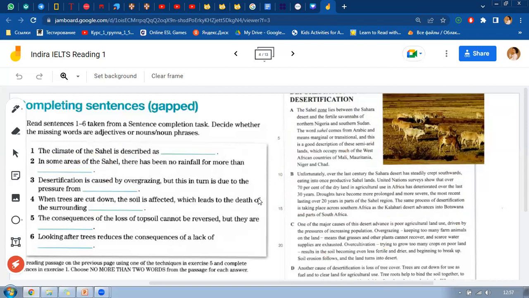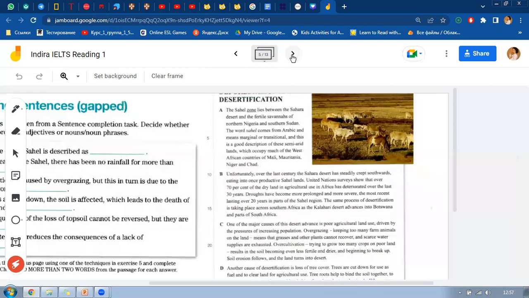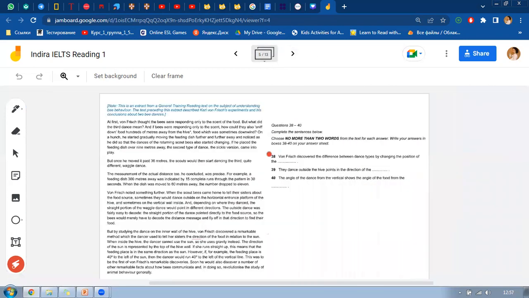So your homework will be to finish this text, this page, and this page also. Just 3 questions.